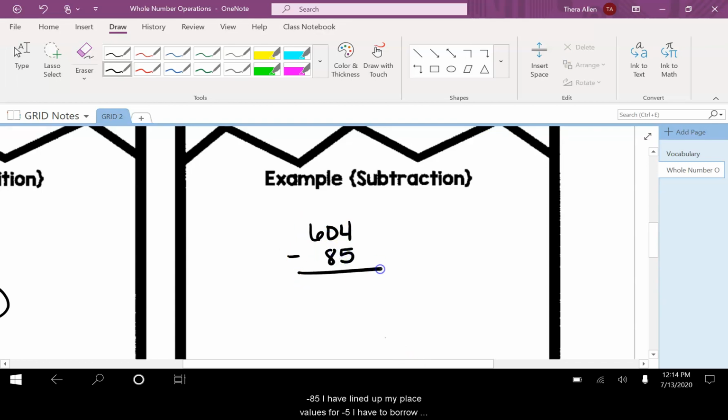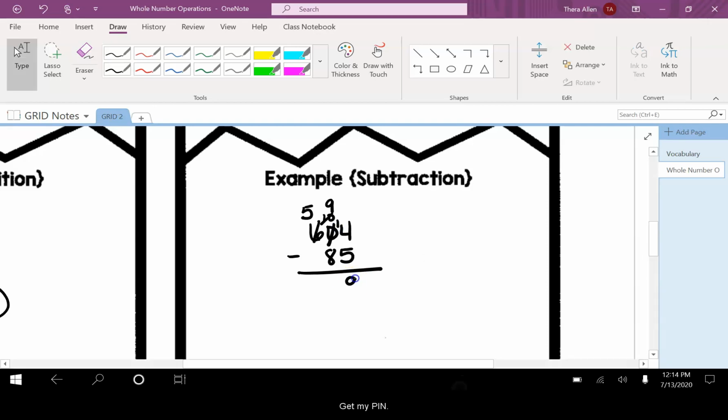I have lined up my place values. 4 minus 5, I have to borrow, but I cannot borrow from that 0. I have to borrow from the 6, making it a 5. The 0 becomes a 10, and now I can borrow from it, making it a 9, and that's a 14. 14 minus 5 is 9.